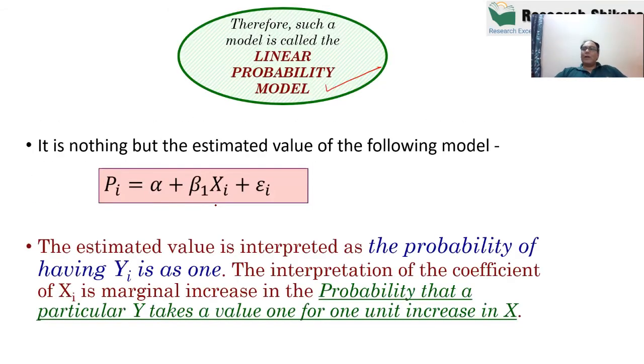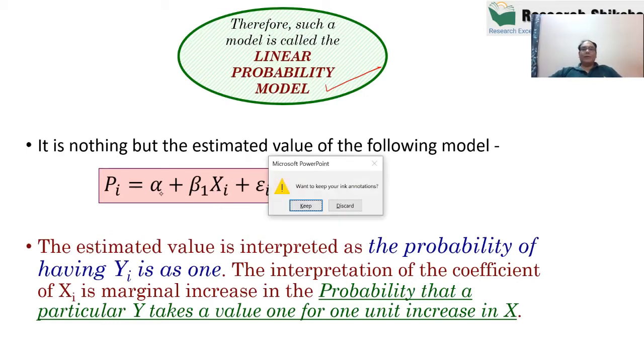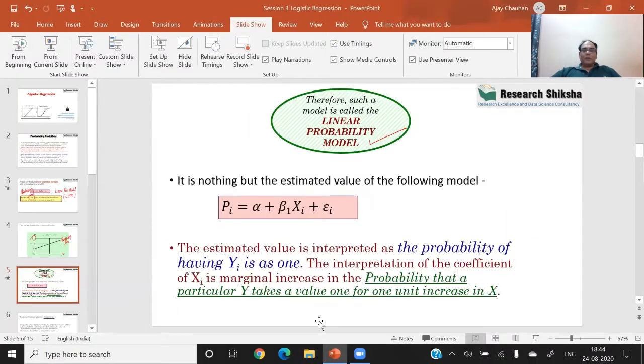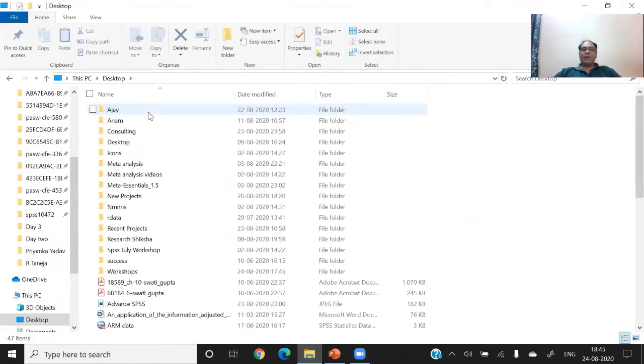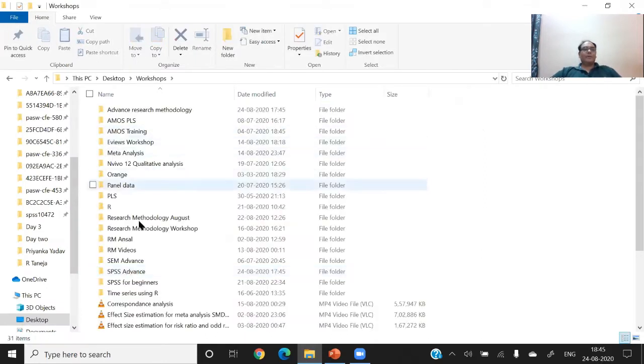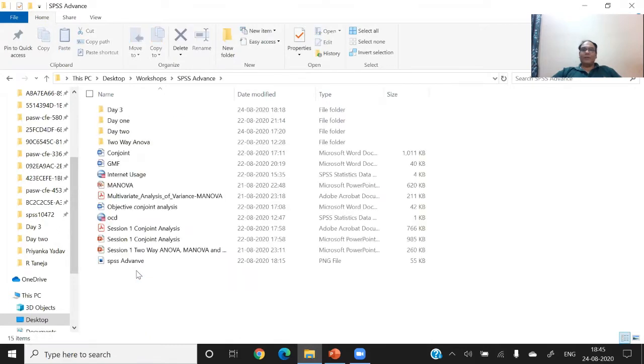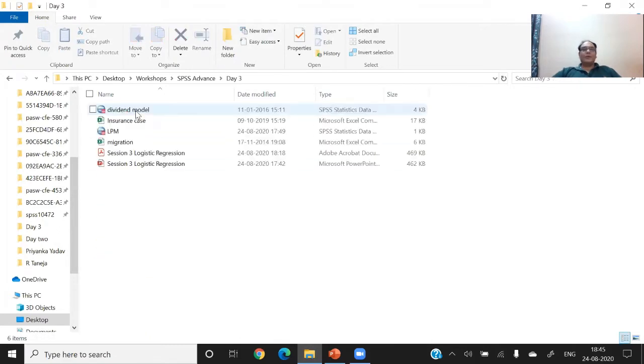Now I'm going to run one of the models in SPSS so that we can discuss the results there. I already shared the data with you. You have all the data sets so that if you want to run it, you can do so very easily. I'm going to run the linear probability model first. Give me 1 minute, I'm opening the data file. This is my linear probability model.